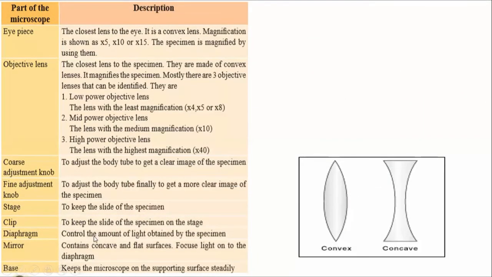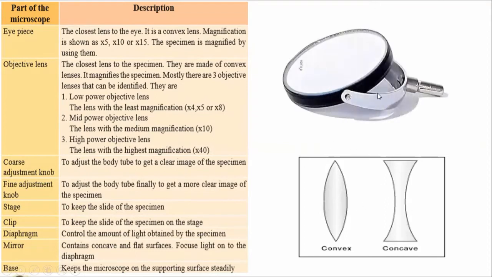So the next one is the mirror. It contains concave and flat surfaces and they focus light onto the diaphragm. Okay, so just for you to know, this is how a concave lens looks like. We already learned about convex lens, so you know that. So here the second image is what a concave lens looks like, all right?